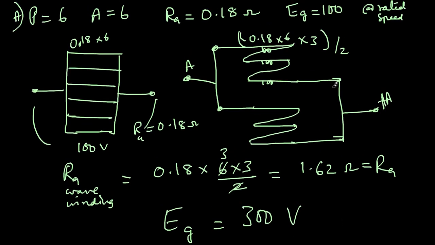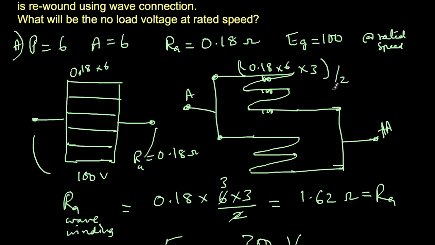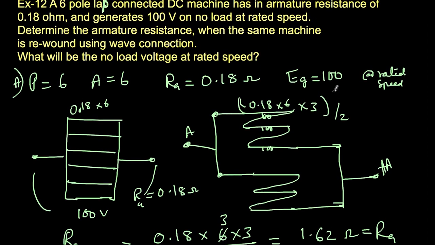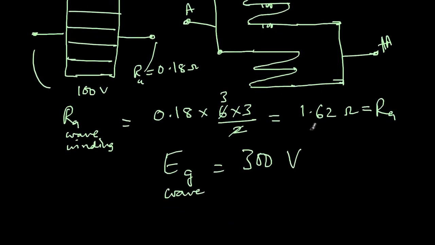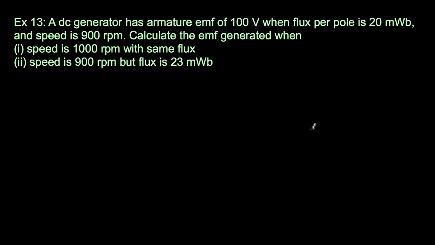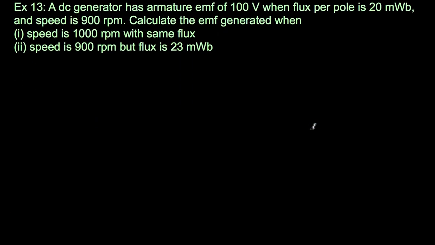So this is your concept of converting a lap winding to wave winding. So I think no load voltage at rated speed and then wave connection. All right. So this is this example. So let's do one more example. So that is example 13. So again you can have a try at this and then see whether you can address this.